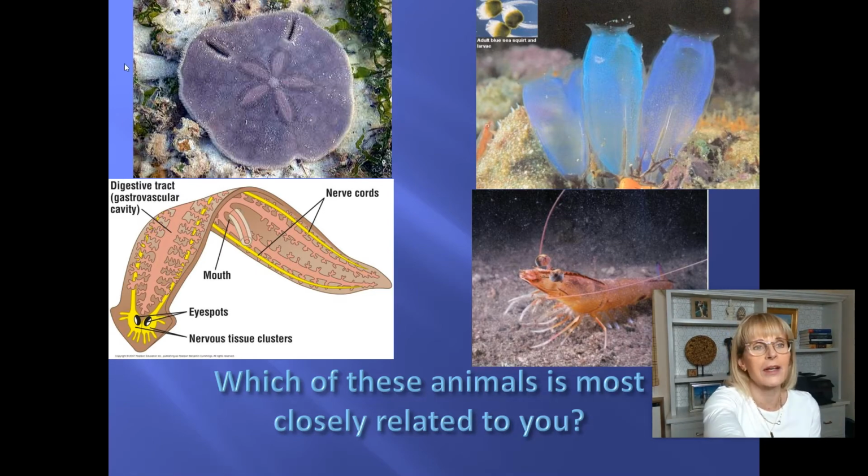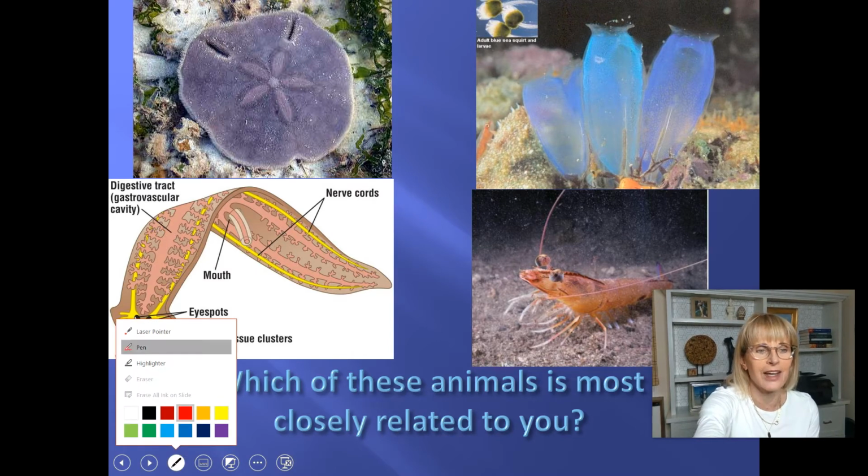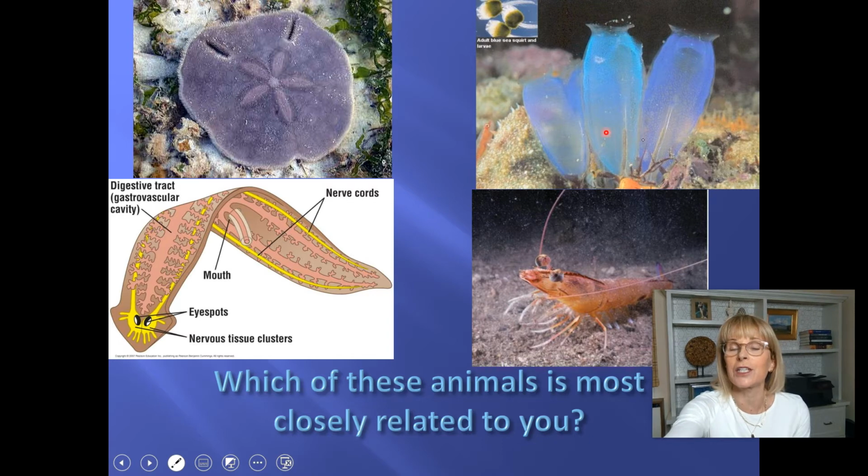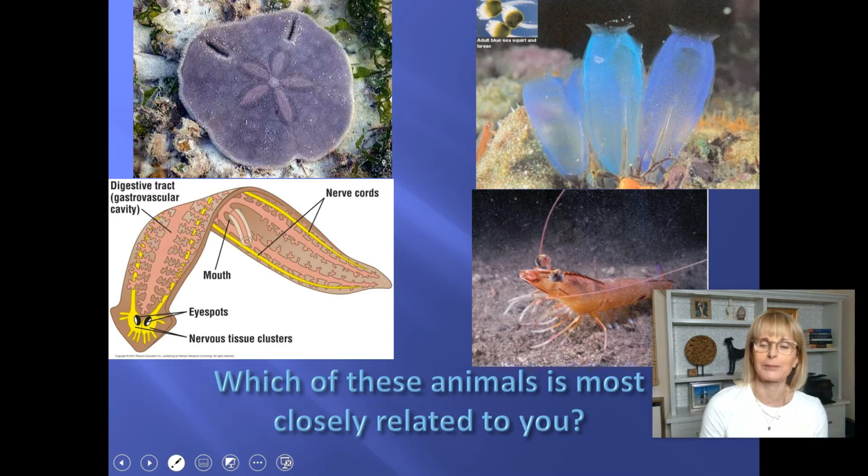And then we have this, this is what a sand dollar looks like. A sand dollar right here. That's what it looks like when it's still alive. This is something called a sea squirt. And they're kind of bags that filter feed. And this is a shrimp. And we know now that that is an arthropod. So out of these things, what do you think is most closely related to you, to a human?